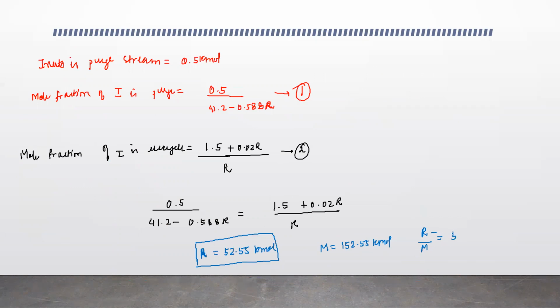So that is 52.55 upon 152.55. So that is going to be equal to 0.34. That is your answer.